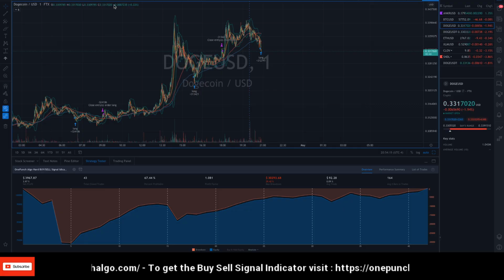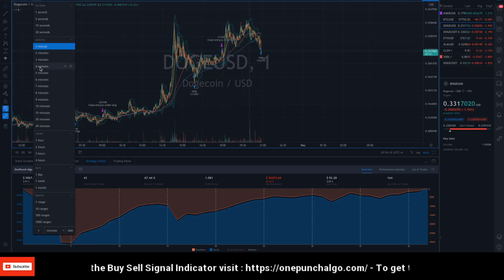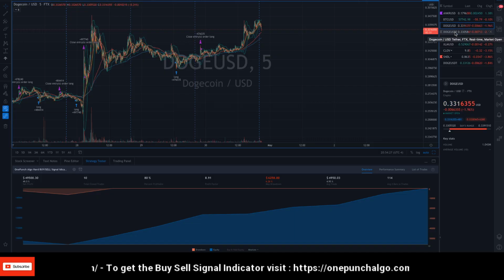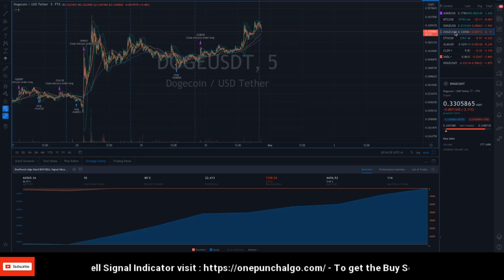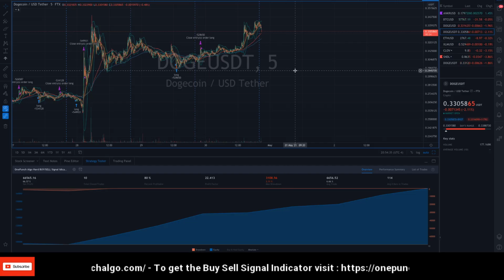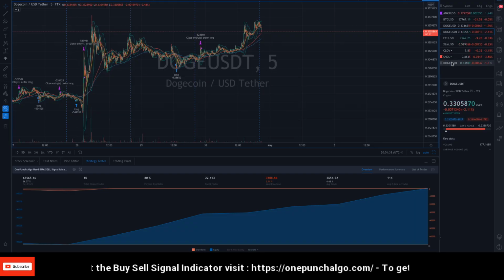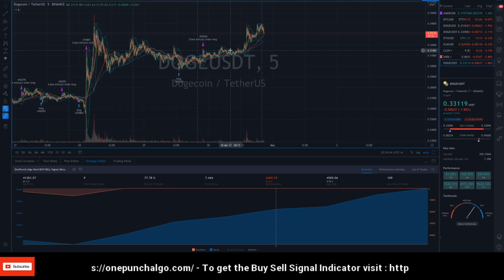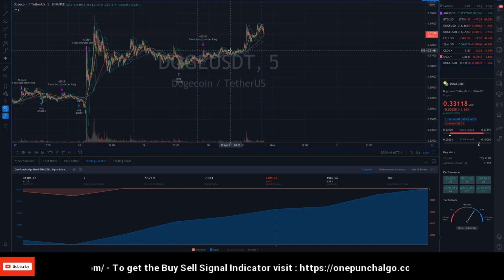All right. So FTX, if you go back to 5 minutes since 22, shows 49%, right? But this is Doge USD. If you use Doge USDT, it is 66%. Even that's with FTX. So USD Tether does well in this case. If you go with Binance, it shows 41%. So whatever exchanges you are using, maybe try OnePunch ALGO with different exchanges as well, so you can understand the differences.